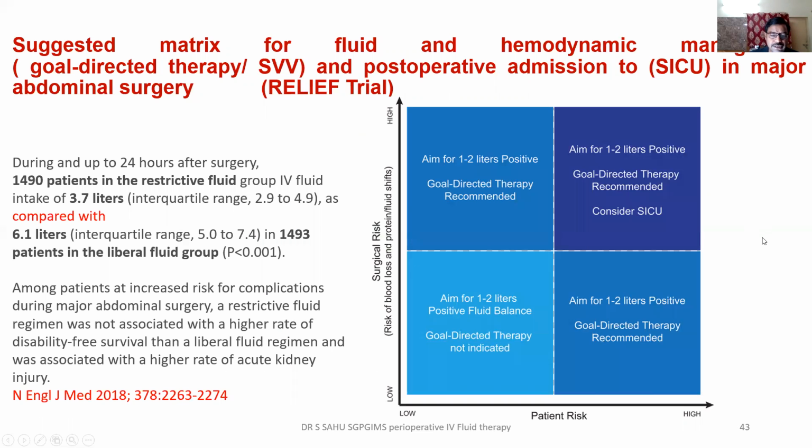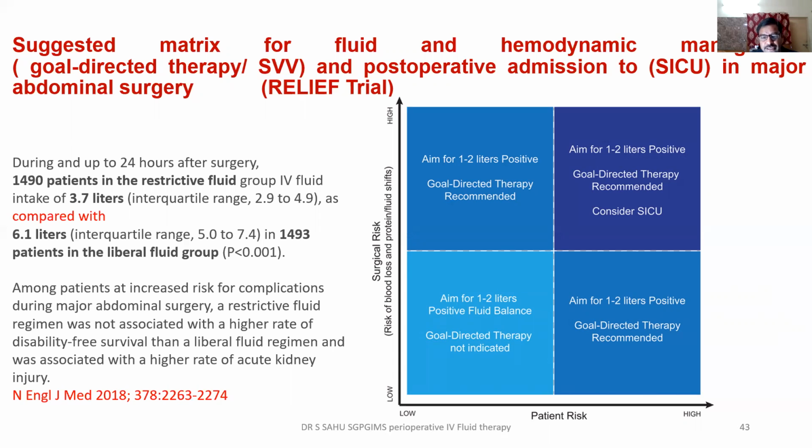So this study, published in the New England Journal of Medicine in 2018, especially on major abdominal surgery, looked at how we should give fluid and manage hemodynamics. That is the RELIEF trial, in which 1500 patients were given restricted fluid volume, around 3 liters, and 1500 were given liberal fluid, around 6 liters, so 3000 patients, and they have given an algorithm.